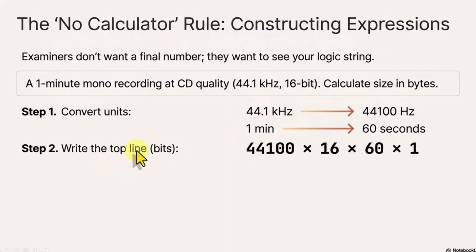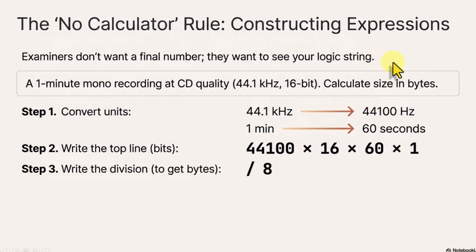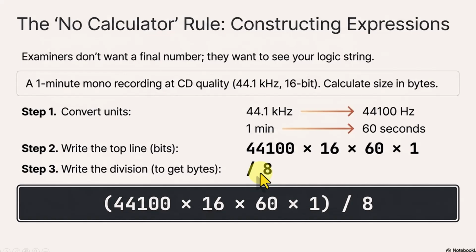Step 2: write the top line bits. That is 44,100 multiplied by 16, which is our bit depth, multiplied by 60 seconds, and it is mono, so we have 1 channel. If it was stereo, it would be 2. Then because we want to convert it into bytes, write the division to get bytes. So divide this all by 8. The final result will be 44,100 multiplied by 16 multiplied by 60 multiplied by 1 divided by 8.